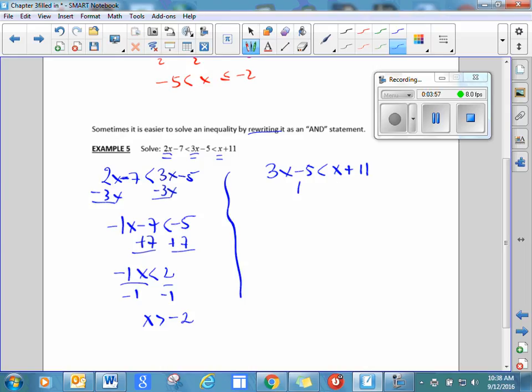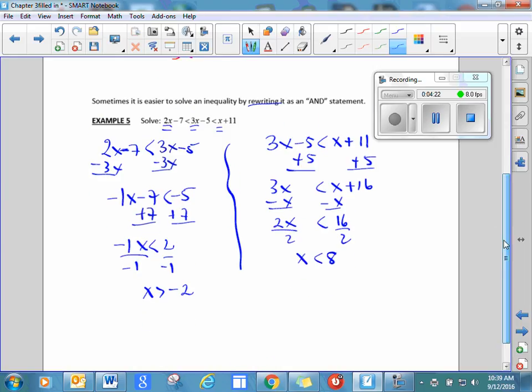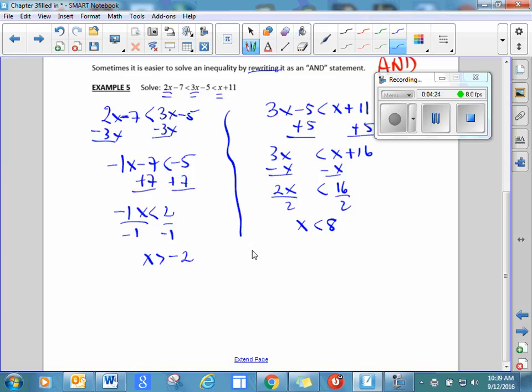I'm going to add 5 to both sides, get 3x less than x plus 16, get the x's together, I'll subtract x, I end up with 2x less than 16, divide, and I don't have to flip the sign because the coefficient is positive, and I get x less than 8. Now I've got to put these back together again as an algebraic statement.